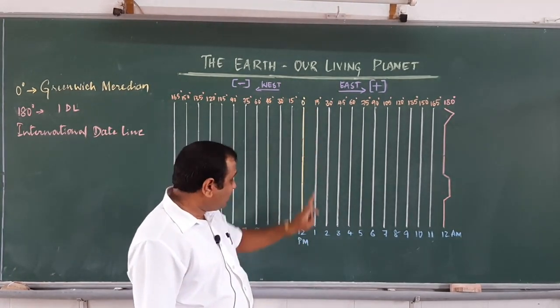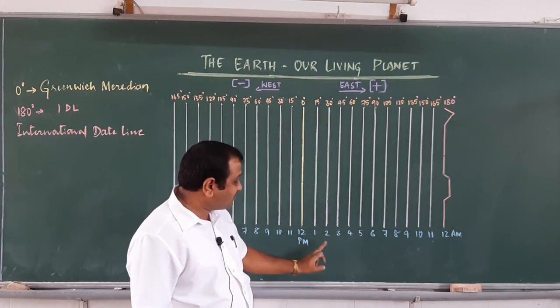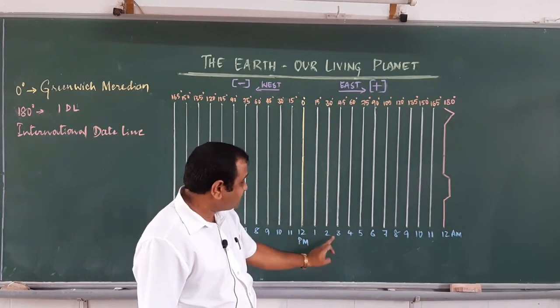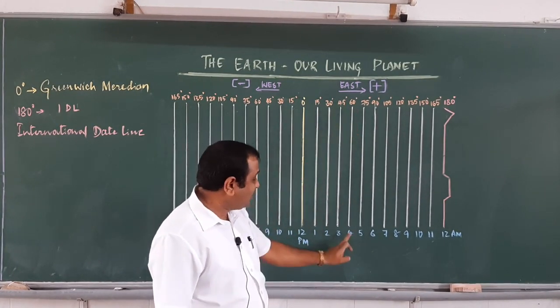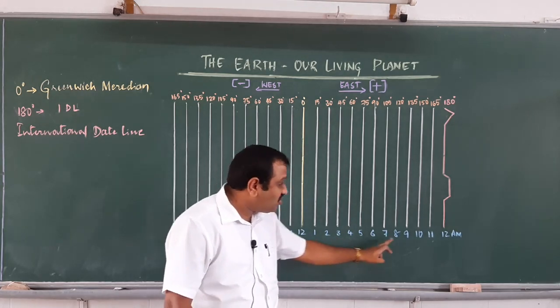For 15 degree, it is 1 hour. For 30 degree, it is 2 hours. For 45 degree, it is 3 hours. For 60 degree, it is 4 hours. Like that, it keeps on moving.